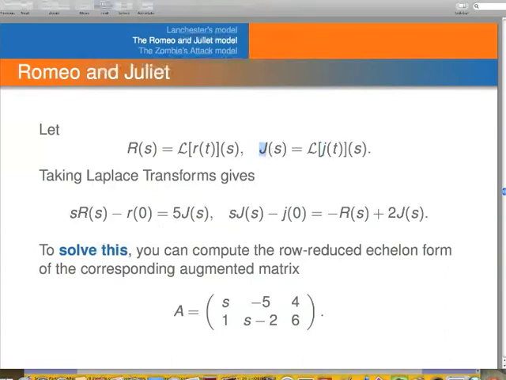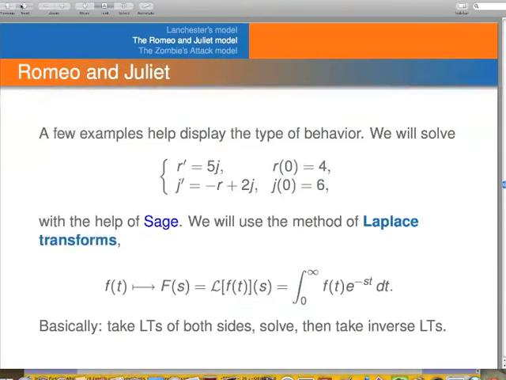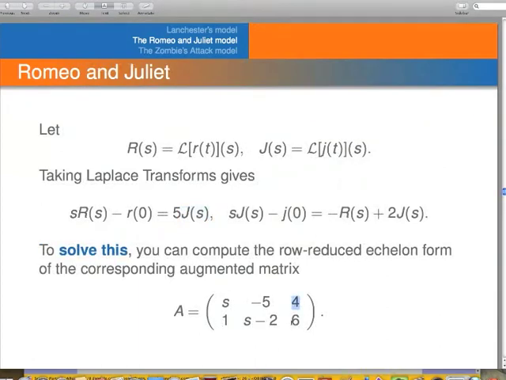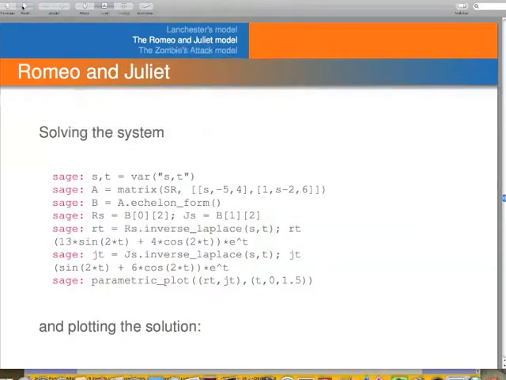And so this represents the Laplace transform of r prime. This represents the Laplace transform of j prime, for example. Now we have two linear equations in the unknowns R(s) and J(s). Put them in standard form, and then you read off the coefficients, and you get the augmented matrix. Here, this r0 goes on the other side. If you remember, r0 was 4 and j0 was 6, and you see the 4 and the 6 here. So that's the augmented matrix for this system of equations.